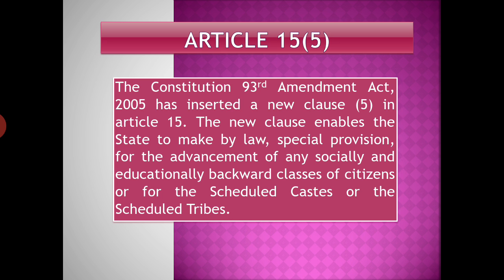Now we have to see Article 15, Clause 5. The Constitution 93rd Amendment Act 2005 has inserted a new Clause 5 in Article 15. The new clause enables the state to make by law special provisions for the advancement of any socially and educationally backward classes of citizens, or for the scheduled castes or the scheduled tribes.